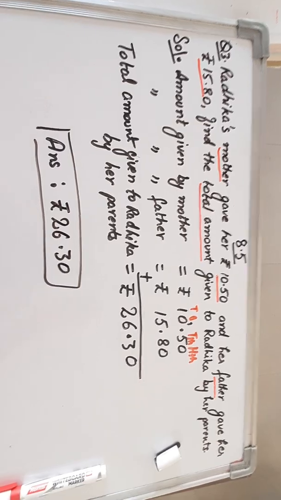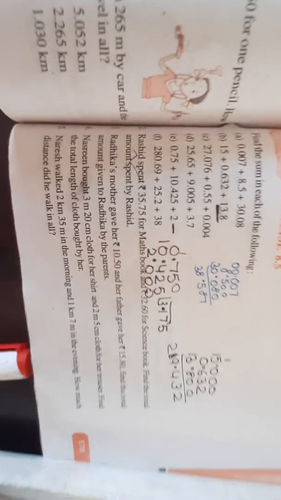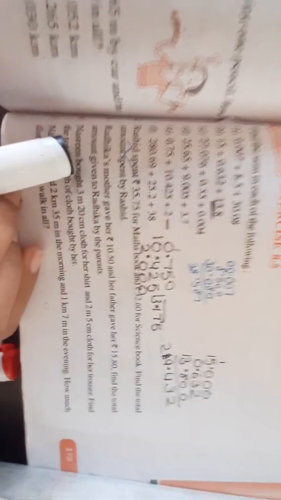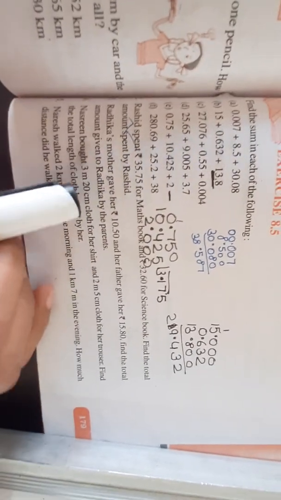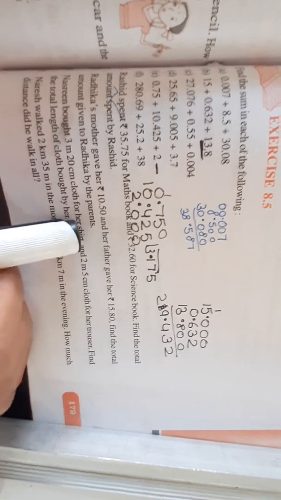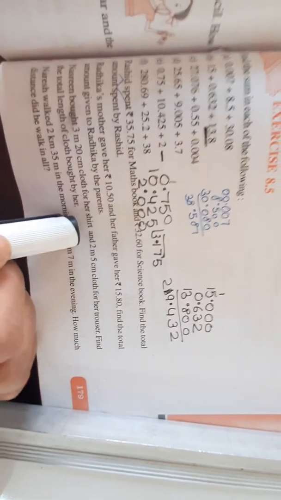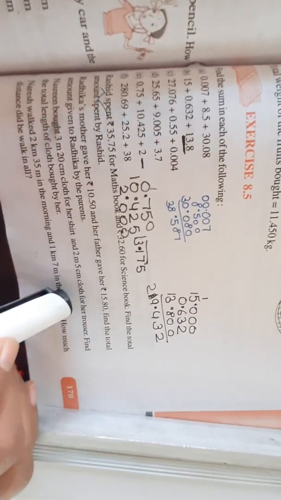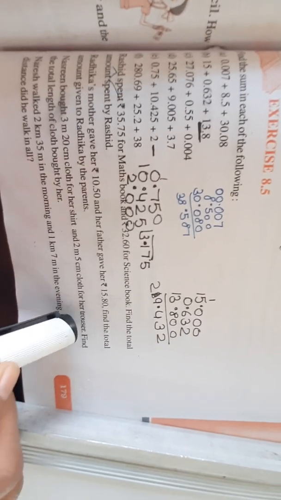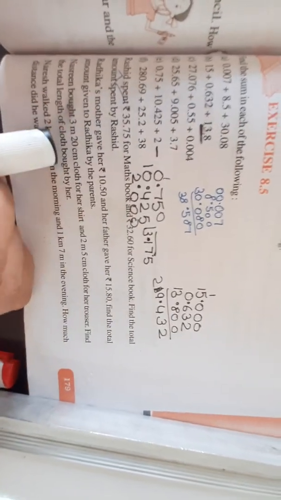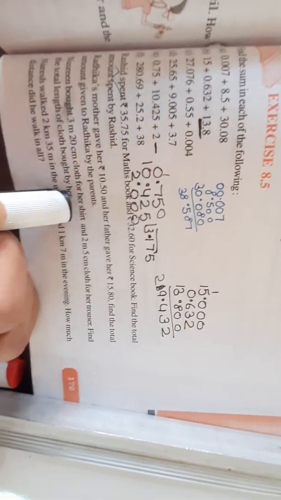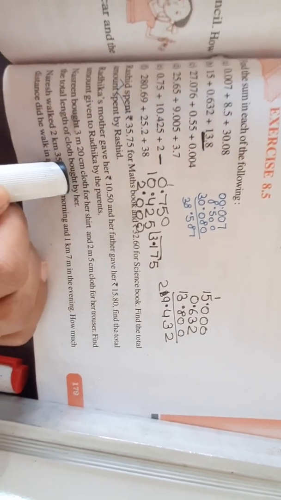Now similarly let's do question number 4. So now dear students, question number 4. Nasreen bought 3 meter 20 centimeter cloth for her shirt and 2 meter 5 centimeter cloth for her trouser. Find the total length of the cloth bought by her. I hope the question is clear to you.